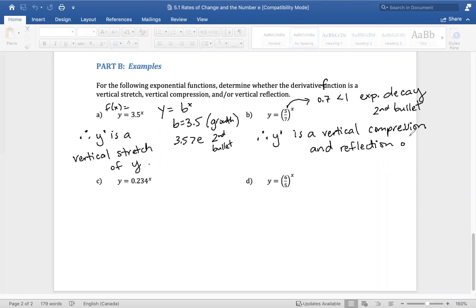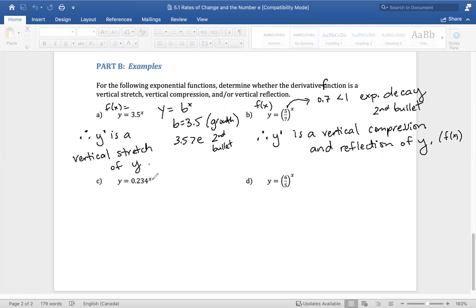Now be careful how I wrote this, because it said y, right? It could have said f of x. Then this would have said, therefore, f prime of x, the derivative of f of x, is a vertical compression and a reflection of f of x, right? Meaning I'm not reflecting over the y-axis, is just what I'm pointing out. It's always a reflection over the x-axis. Just be careful of that. I'm reflecting the function y, but the reflection is always over the x-axis.